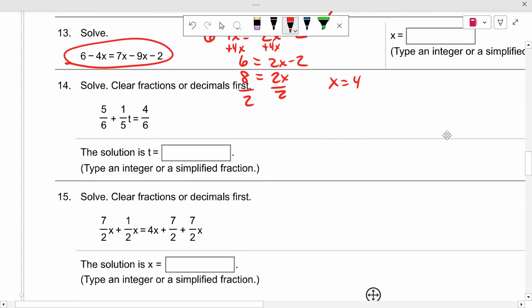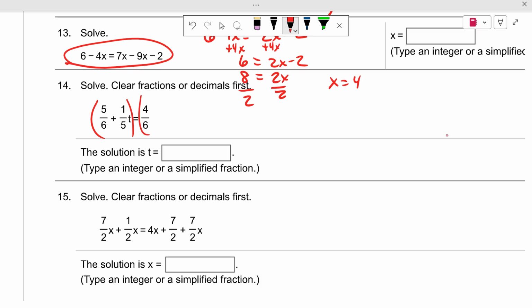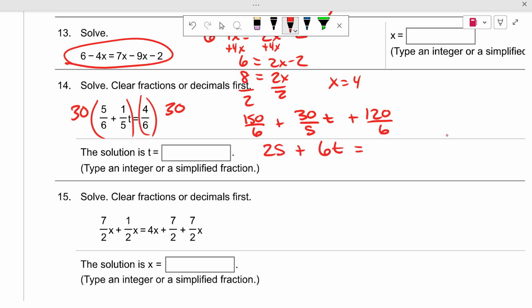Here we want to get rid of fractions. What's the least common denominator between 5 and 6? Well, if they don't go into each other, you multiply them together. So 30 would be the least common denominator. So 30 times 5 is 150 over 6 plus 30 over 5t plus 120 over 6, and you reduce your fractions. 150 over 6 is 25. 30 over 5 is 6t. And then 120 over 6 is 20.